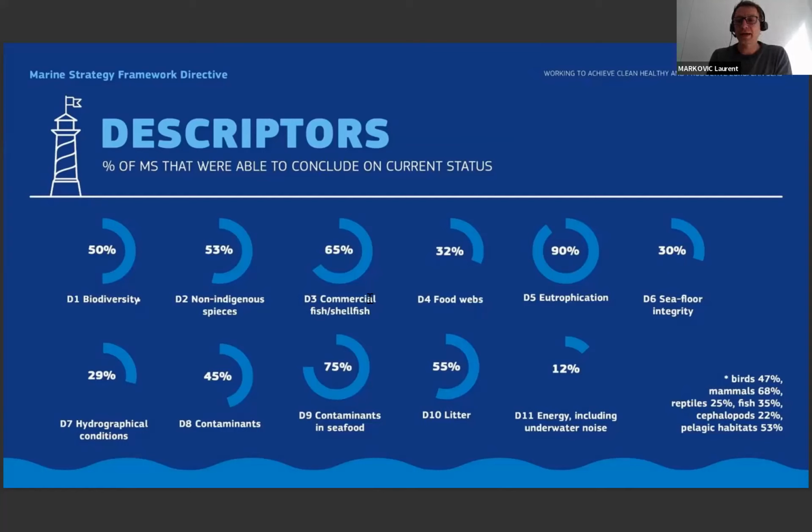If you go to D11, energy and especially underwater noise, it's not that the problem is new, but it's been studied for not such a long time, and therefore the level of knowledge is still developing, and that's why you have only 12% of the member states being able to conclude on this subject. And for the rest of the descriptors, you have a varied picture as well, ranging basically between 12% and 90%.